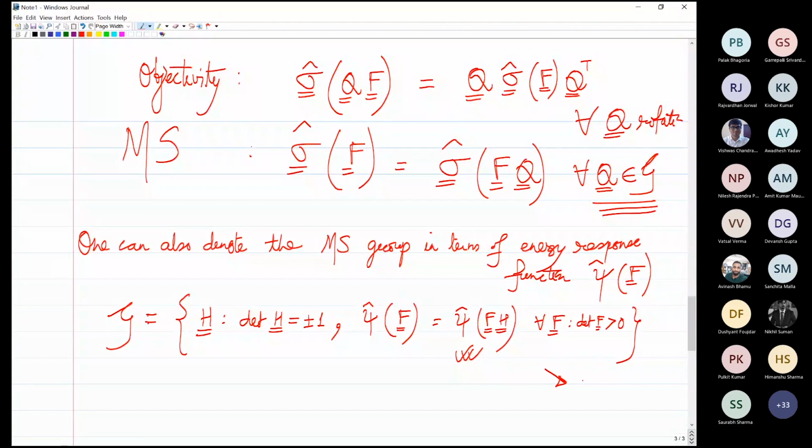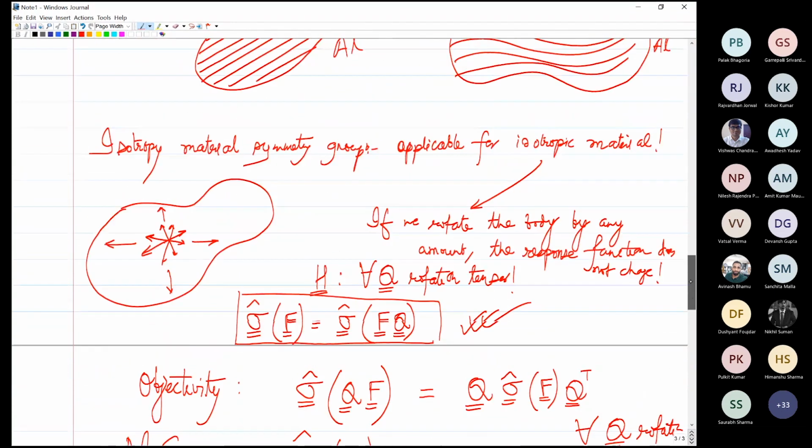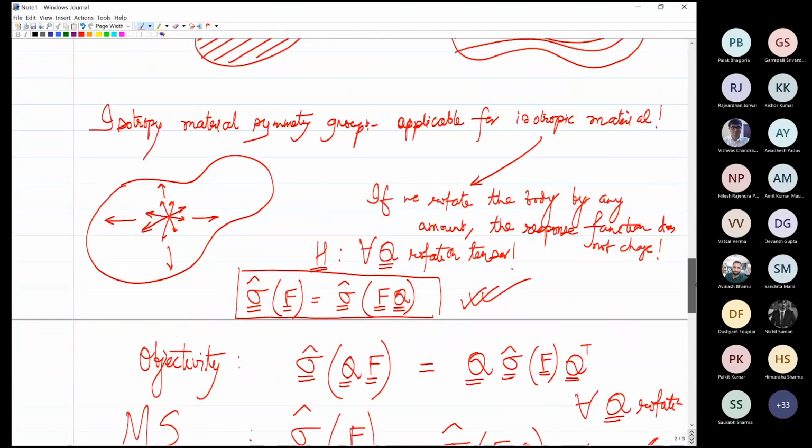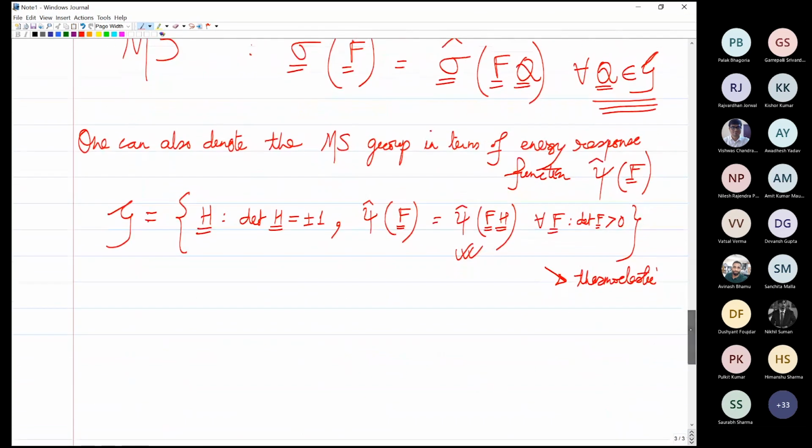But of course, it's possible only if you have a thermoelastic material. And I guess you should be able to see why psi hat remains unchanged. Because if it has to lead to the same response, shouldn't the corresponding energy also be the same? Isn't it?